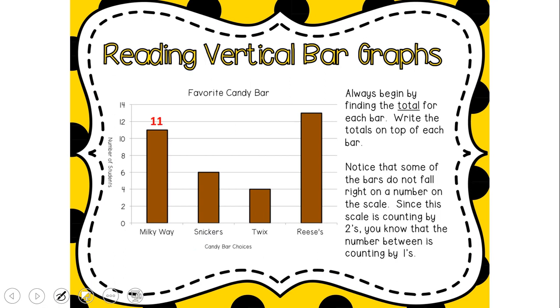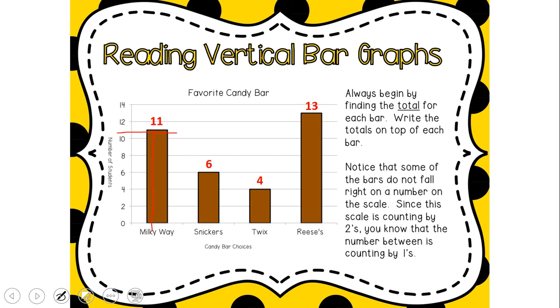When we read a vertical bar graph, so this is vertical, it goes up and down, all you're doing is you're looking at the top. The top tells you the total. So you don't need to look like in the middle. You're going to go all the way to the top, okay?